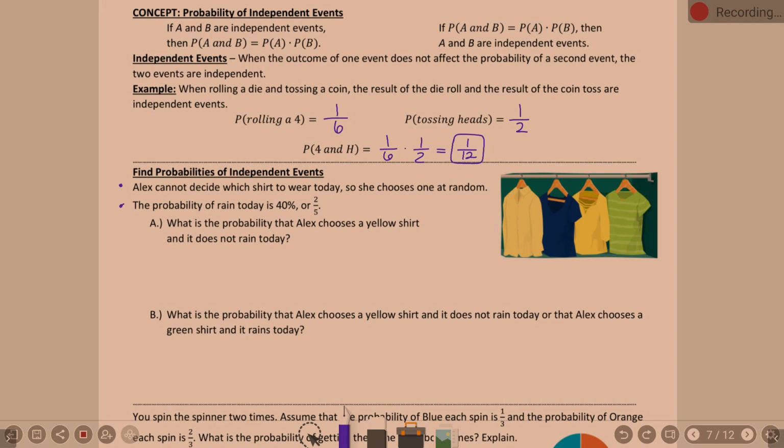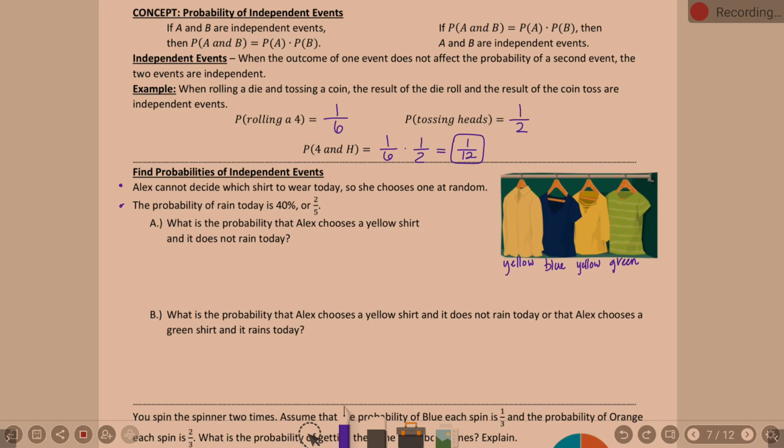Now, first of all, you can see my beautiful picture, yes? Do you need to label your picture because the colors didn't show up, did they? Okay, so realizing we've got a yellow shirt, a blue shirt, a yellow shirt, and a green shirt, yes? Okay. Now, with that in mind, probability that Alex chooses a yellow shirt and it does not rain today.